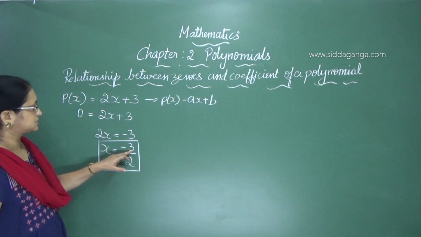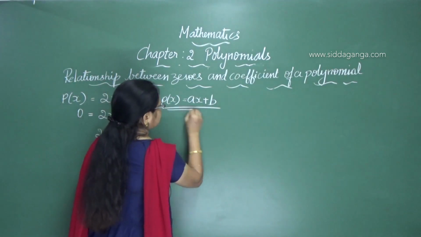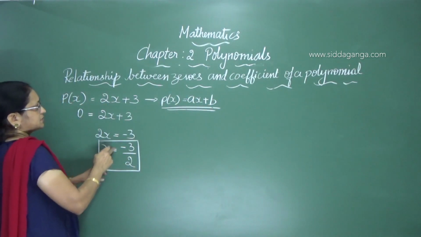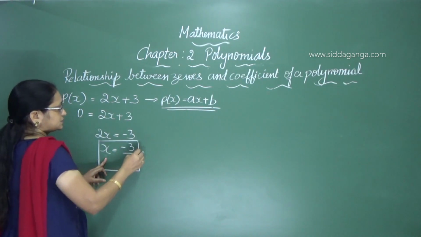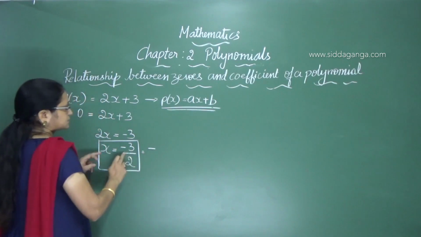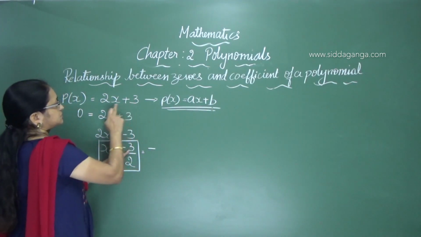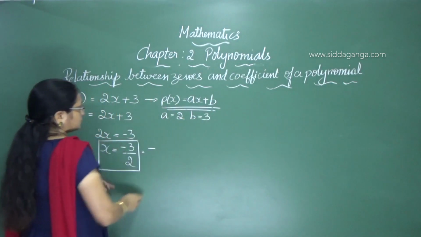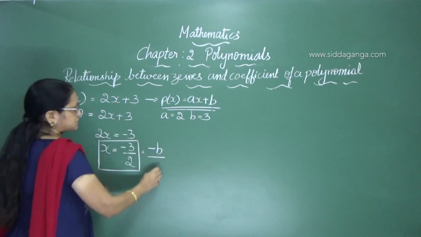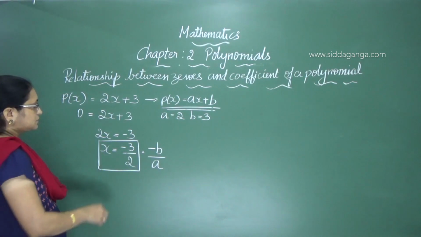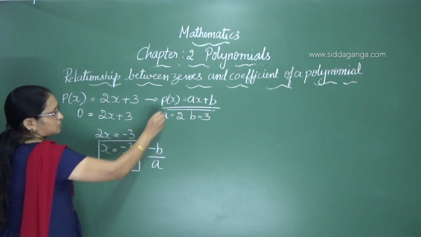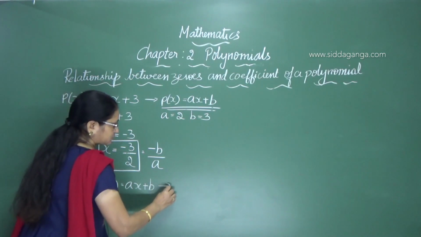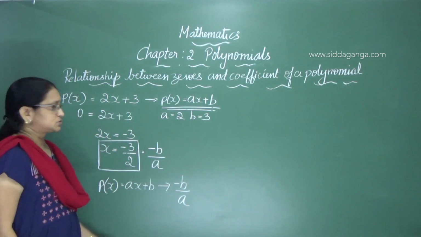So this is the zero of the polynomial, that is x is equal to minus 3 by 2. Now just compare this with the general form of a linear polynomial. Can I write this minus 3 as minus b, where b is 3? You compare: a is 2 and b is 3 here. Now minus b by a. So easily we can say how to find the zero of the linear polynomial p of x is equal to ax plus b. To find the zero, we are going to use minus b by a.